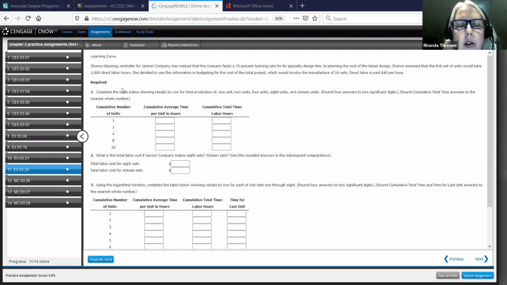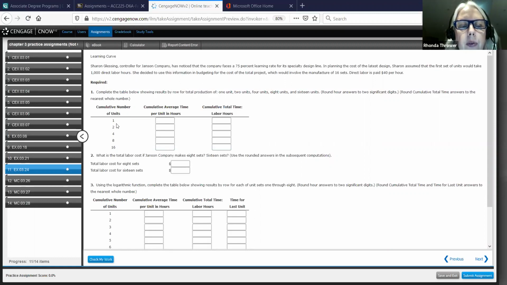When we're talking about a learning curve, what we are saying is basically that once we produce 1 unit, then the units that follow, we should be able to produce them in a little bit less time. It'll take us a little bit less time because we've got some experience in producing those units. So this company is using an experience rate or a learning rate at 75%.